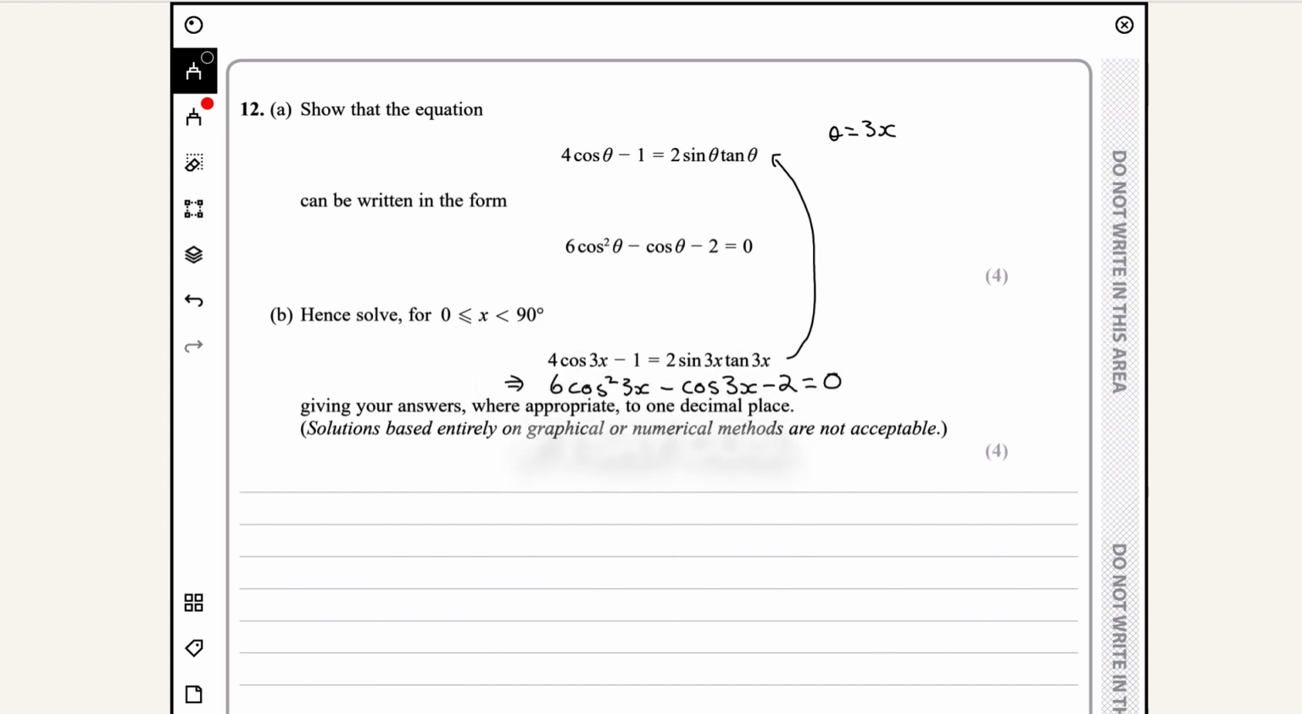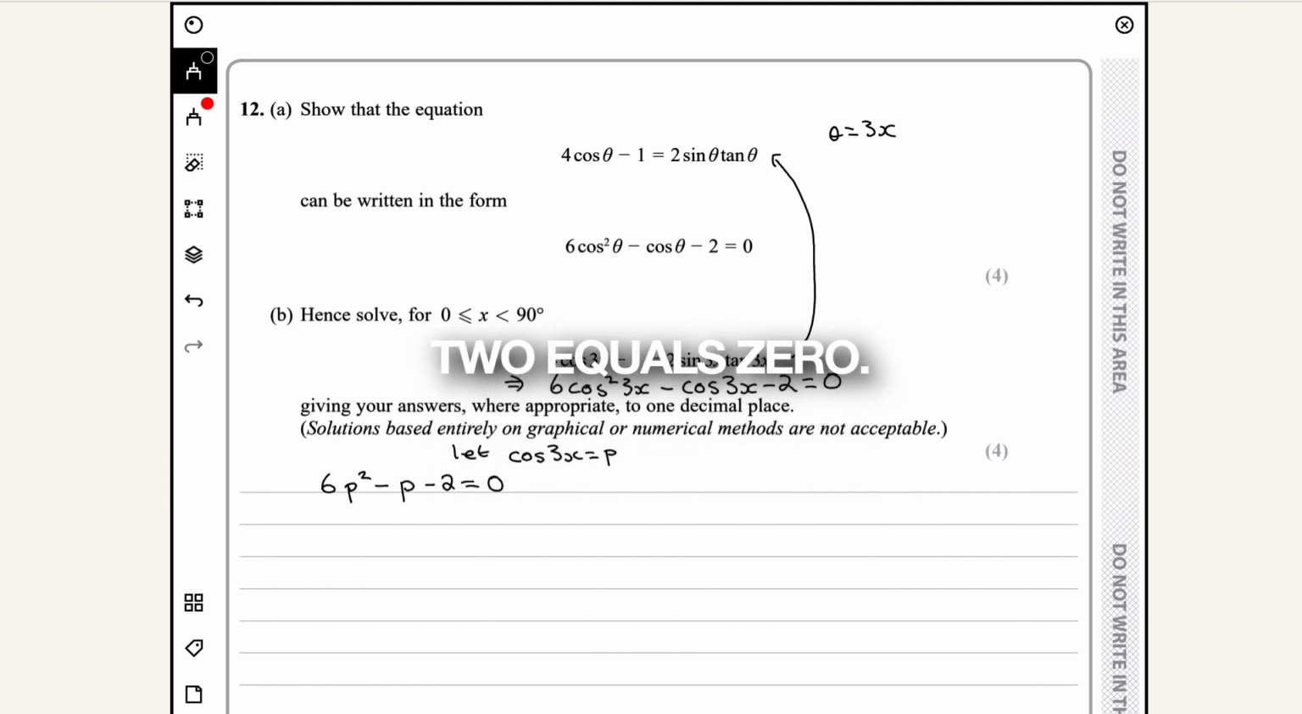Okay, if I say cos 3x is another variable, let's call it p, so cos 3x equals p, I could rewrite this as 6p squared minus p minus 2 equals 0. And this is a quadratic, so I can factorize that.